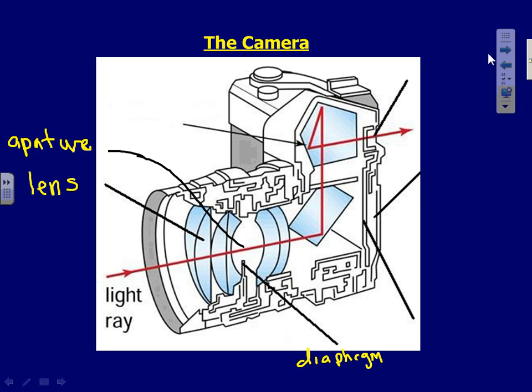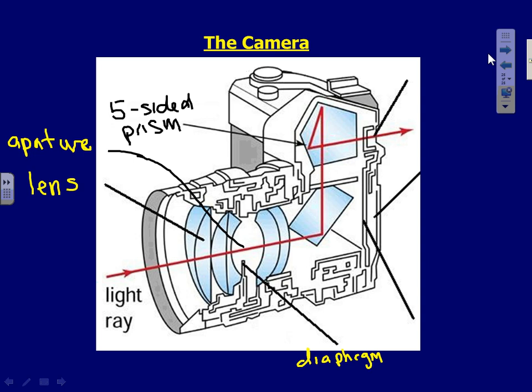You can see here, here's the light ray, and it comes here and it strikes this mirror, all right? And I'm not going to worry about labeling the mirror. And then the light goes up into this prism, and this is a 5-sided prism.